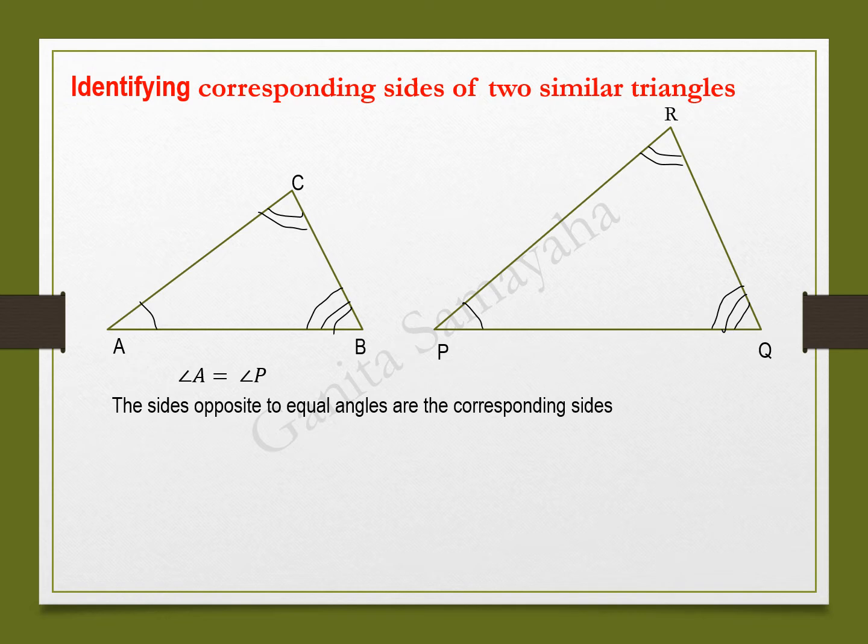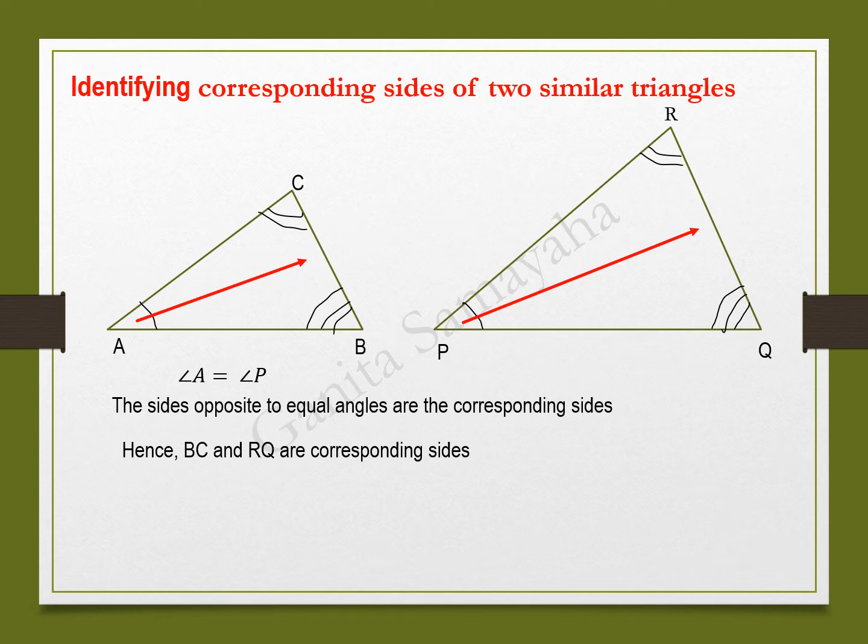Accordingly, which is the side opposite to angle A? Yes, BC. And which is the side opposite to angle P? QR. So, we say BC is corresponding to QR. Is it clear, children? The side BC and the side QR are the corresponding sides.